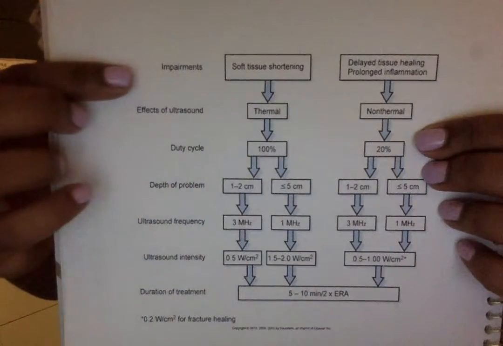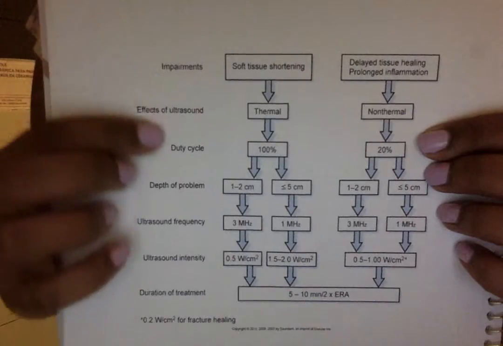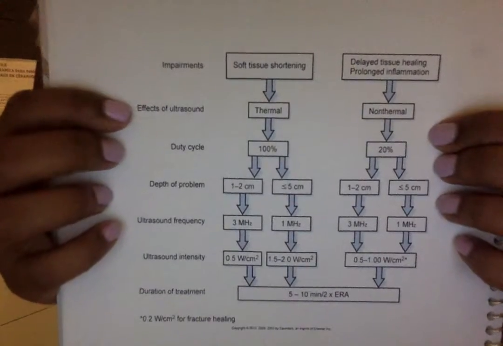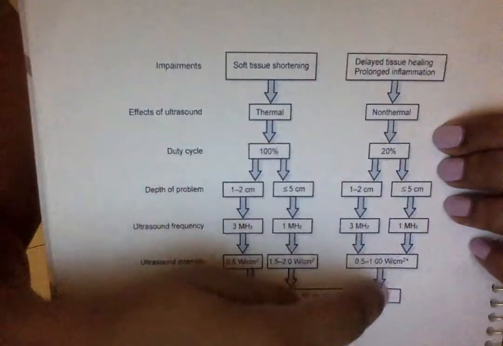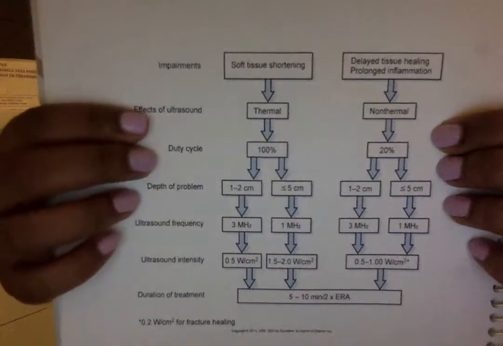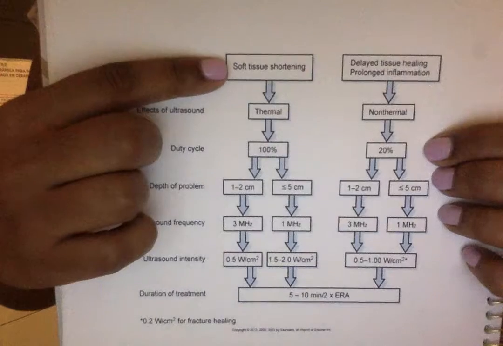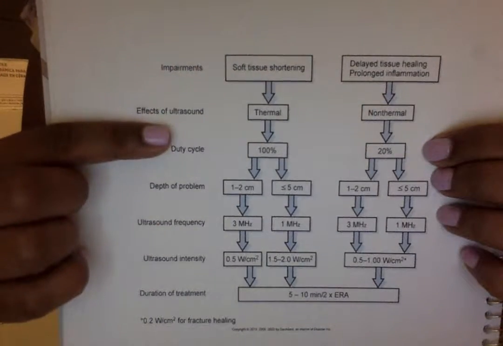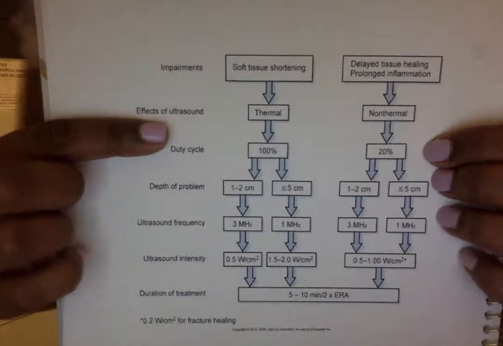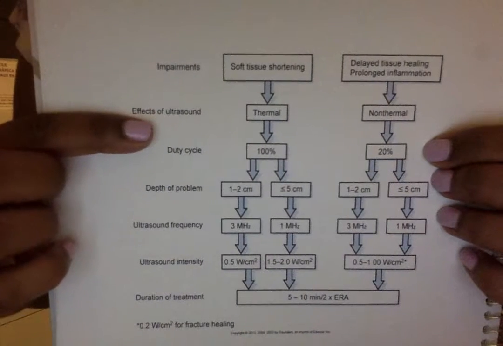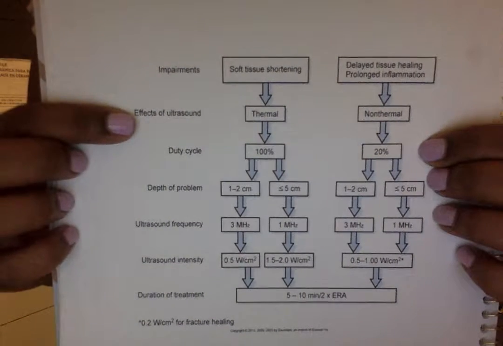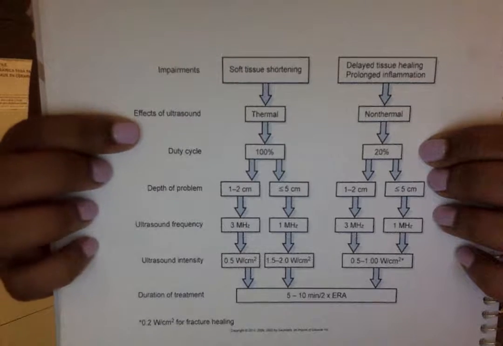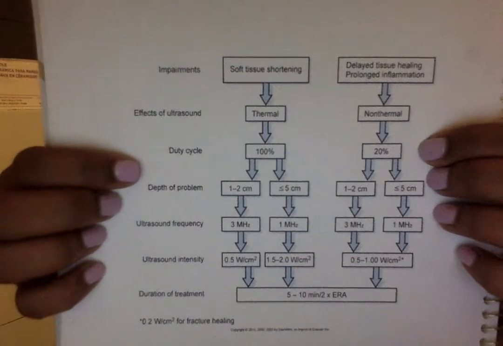So once you've decided what the impairment you're treating is, and you understand what thermal and non-thermal effects of ultrasound are, then you want to follow the diagram down here. I know it's backwards, but we'll have to go with it. So if we start with the soft tissue shortening, we decided that we're going to use the thermal effects. The thermal effects, like I said, are going to bring heat to the affected area that we want to treat. And the heat, like I said, is going to increase extensibility and increase blood circulation.